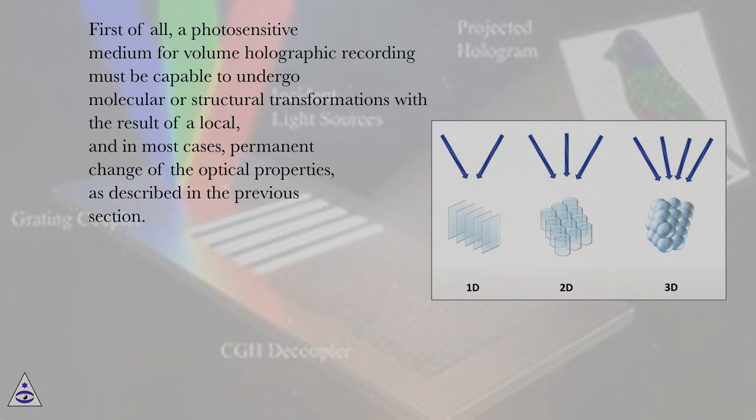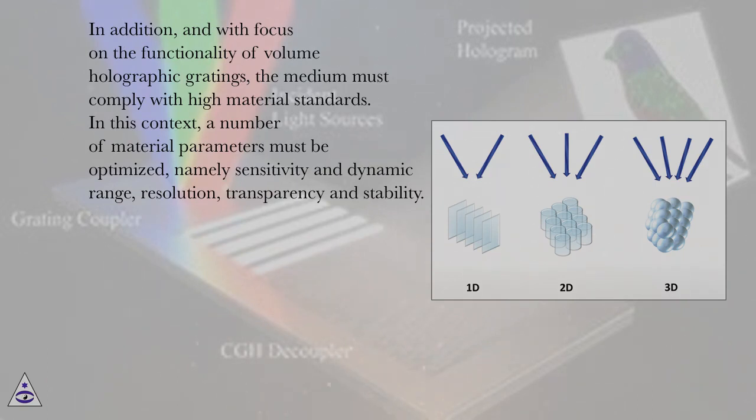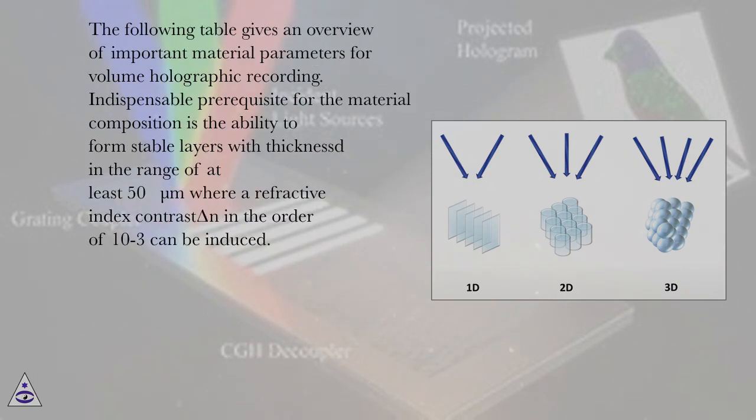First of all, a photosensitive medium for volume holographic recording must be capable to undergo molecular or structural transformations with the result of a local, and in most cases permanent, change of the optical properties, as described in the previous section. In addition, and with focus on the functionality of volume holographic gratings, the medium must comply with high material standards. In this context, a number of material parameters must be optimized, namely sensitivity and dynamic range, resolution, transparency and stability. The following table gives an overview of important material parameters for volume holographic recording.